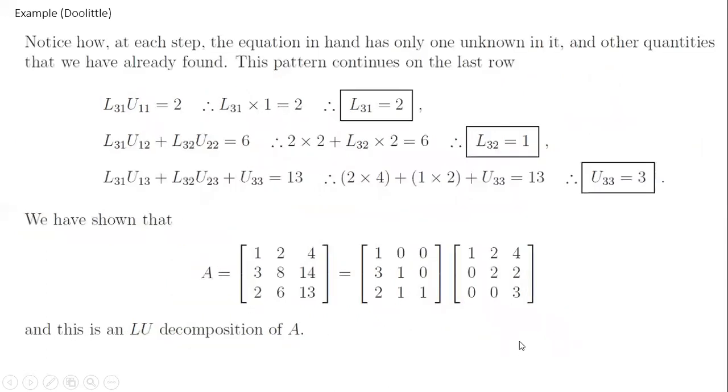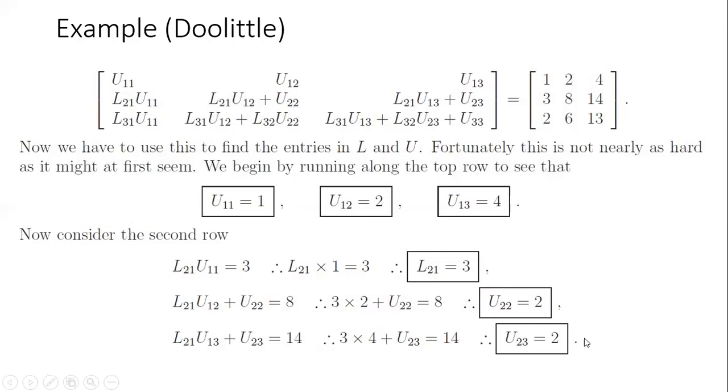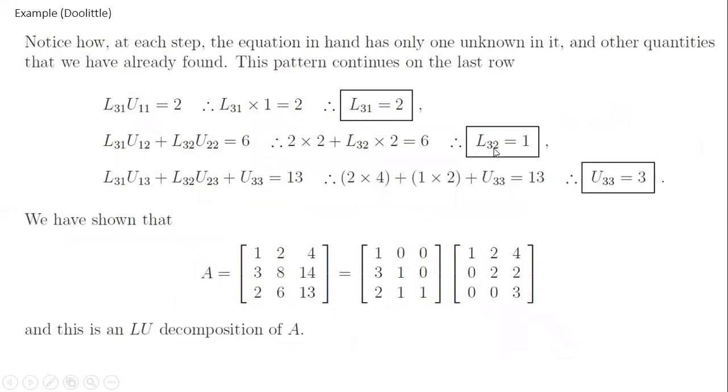And lastly, using the same process for the entries in the third row, we can determine L31, L32, and U33. So we have shown that the given coefficient matrix A is equivalent to this L, then this U, which is actually the LU decomposition of the given coefficient matrix A.